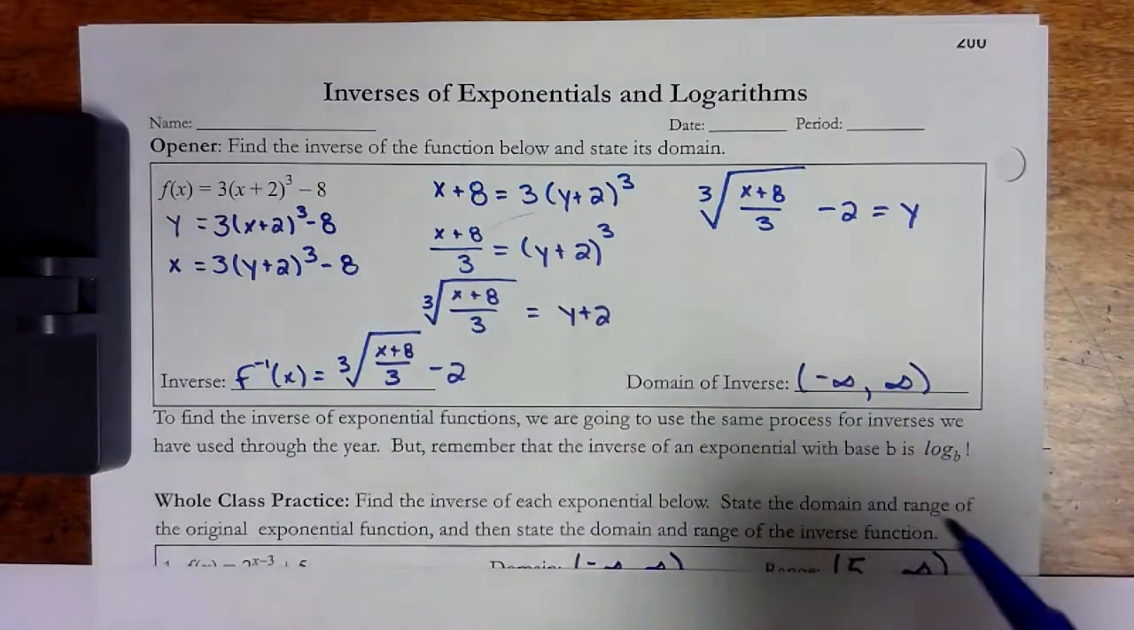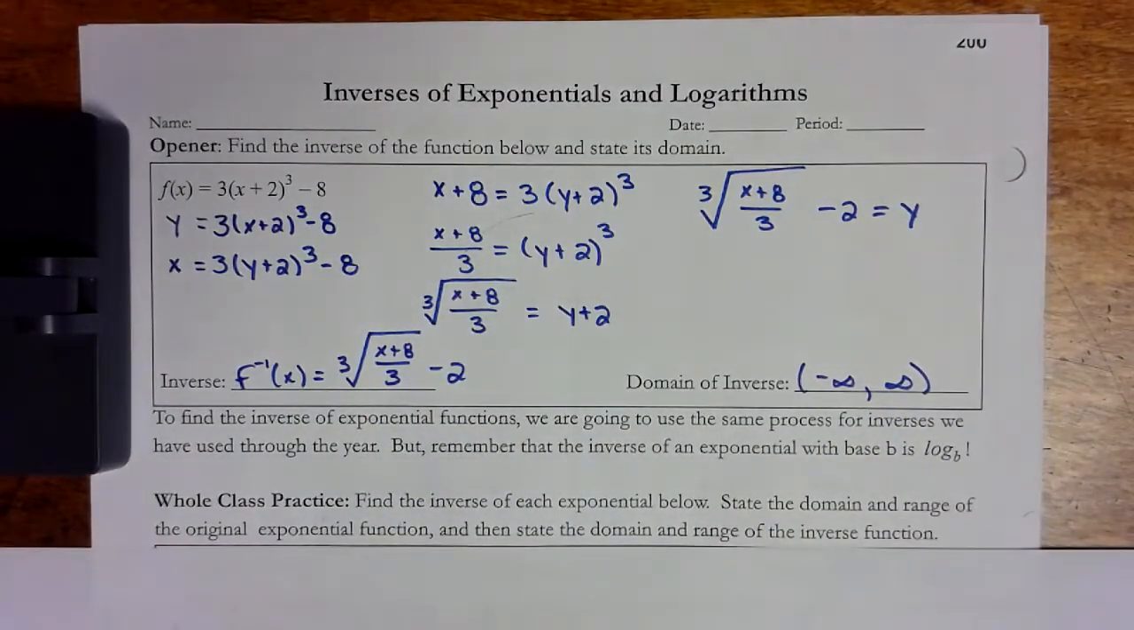Now our domain here, when you think about cubic functions and what x values work, really everything works. We can take the cube root of negatives, we can take the cube root of 0, and of course we can take the cube root of positives. That's different than square roots, right? With square roots, we can't take square roots of negatives, but we can take it of 0. So in this case, our domain is negative infinity to positive infinity.